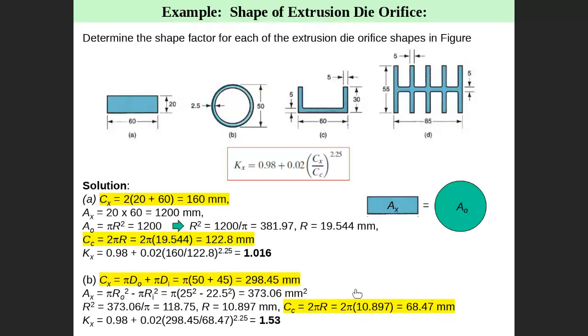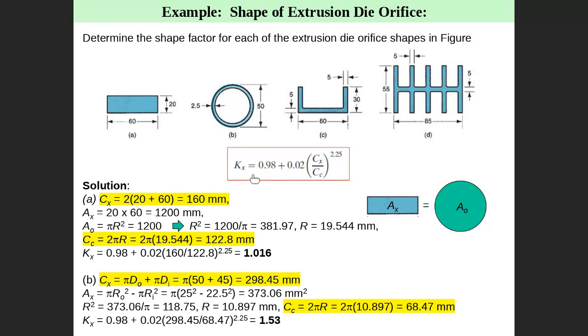So after extrusion, this is the first example, the second example, the third example, and the fourth example. We have 4 examples here, as you can see. This is a rectangular shape. This is a hollow cylindrical or circular shape. And this is a different shape. We need to obtain the shape factor, kx, for each case.